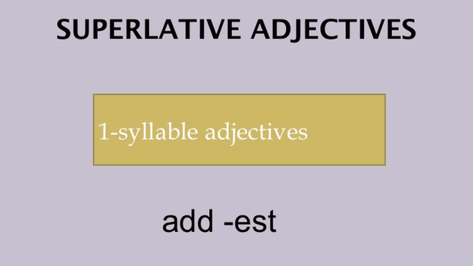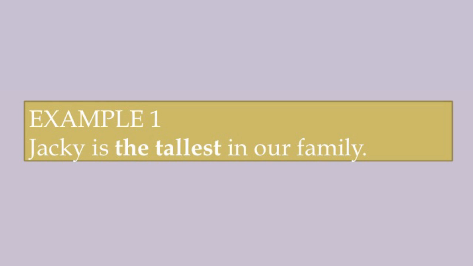Now, how do you say it if you want to make a comparison of three or more items? You'll need to use superlative adjectives then. Here are the rules. For one-syllable adjectives, you need to add est to the adjectives. For example, Jackie is the tallest in our family.